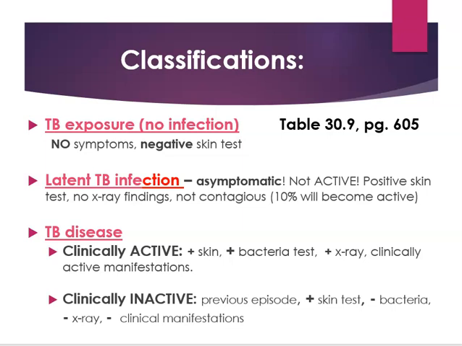The final classification under TB disease, clinically active or clinically inactive. Clinically active, you have a positive skin test, a positive bacteria test, positive x-ray, and you are sick, super sick. Clinically inactive, you could possibly have had a previous episode. You have a positive skin test, negative bacteria, negative x-ray, and you have no symptoms whatsoever. And we'll go into these a little bit more specifically.